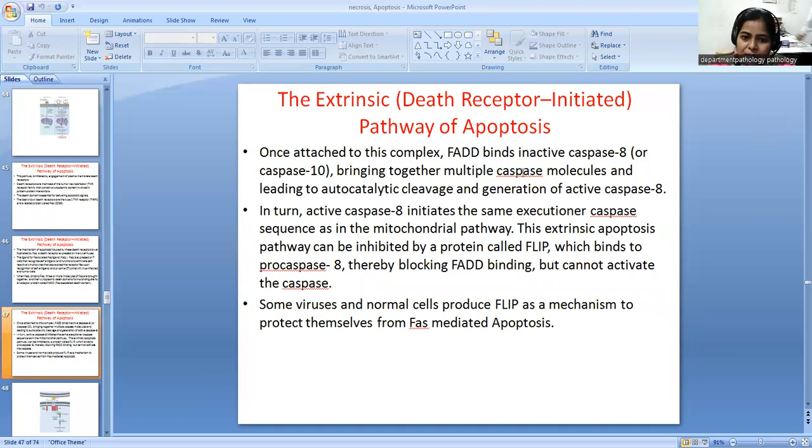Once attached to this complex, FADD binds inactive caspase 8 or 10, bringing together multiple caspase molecules and leading to autocatalytic cleavage and generation of active caspase 8. In turn, active caspase 8 initiates the same executional caspase sequence as in the mitochondrial pathway. This extrinsic apoptosis pathway can be inhibited by a protein called FLIP, which binds to procaspase 8, thereby blocking FADD binding, but cannot activate the caspase. Some viruses and normal cells produce FLIP as a mechanism to protect themselves from FAS-mediated apoptosis.